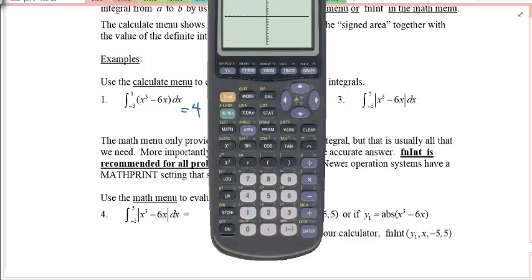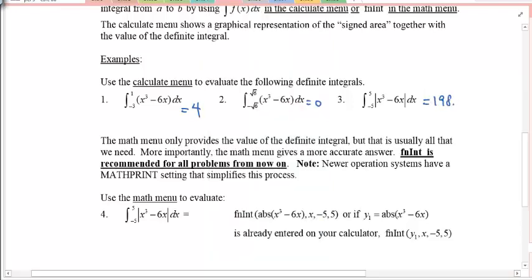Notice what happens when I graph that out now. Everything gets reflected above. And now, if I were to use the calculate feature again, from -5 to 5, you'll see I get a crazy answer. 198.501. And so that's how we use the calculate menu through the graph.